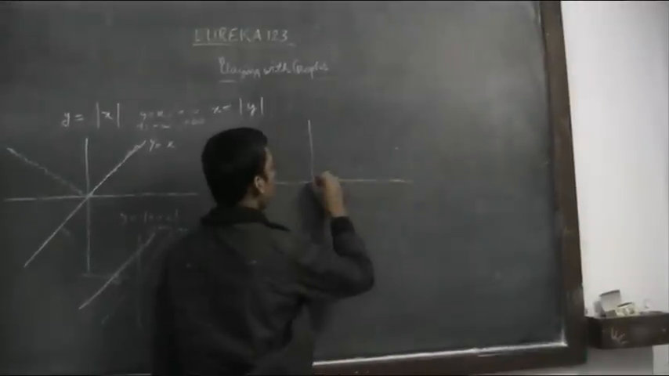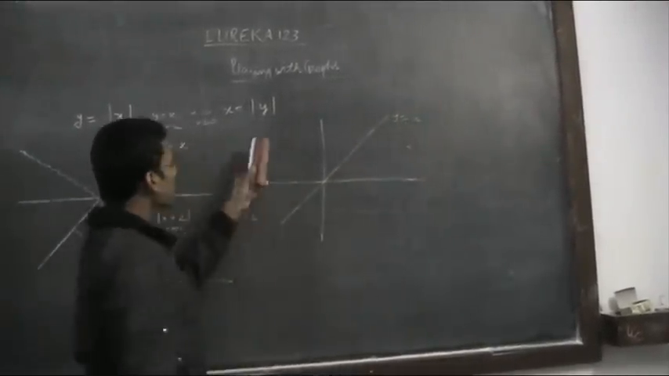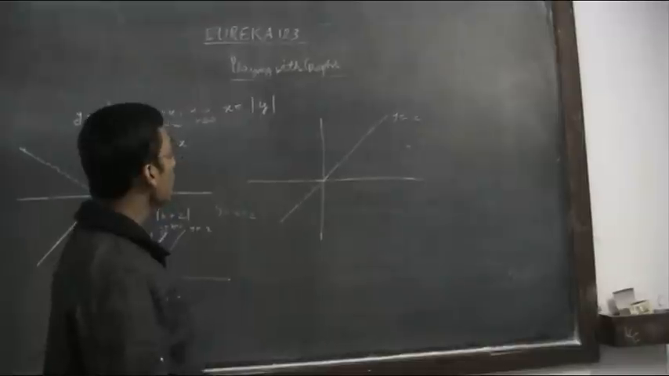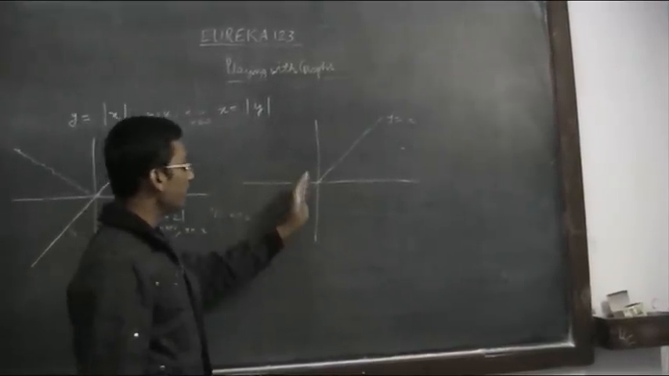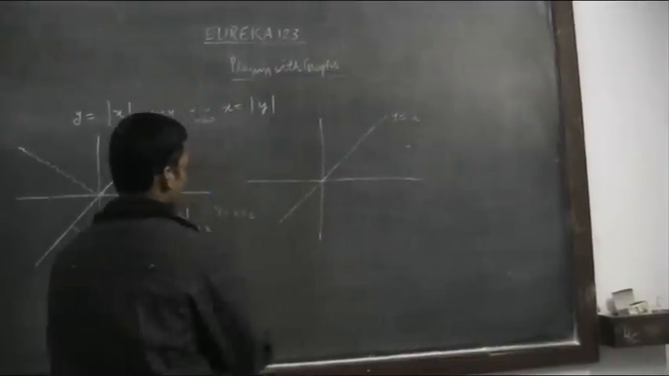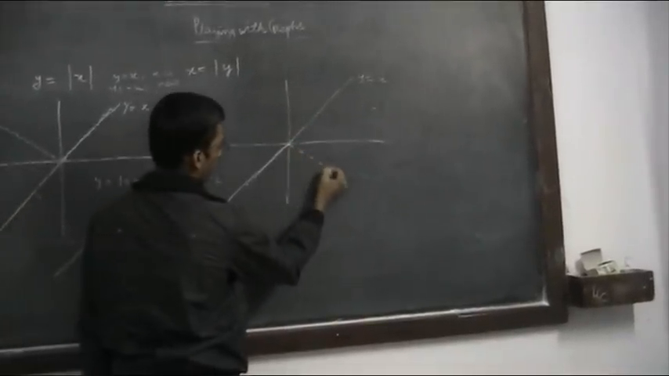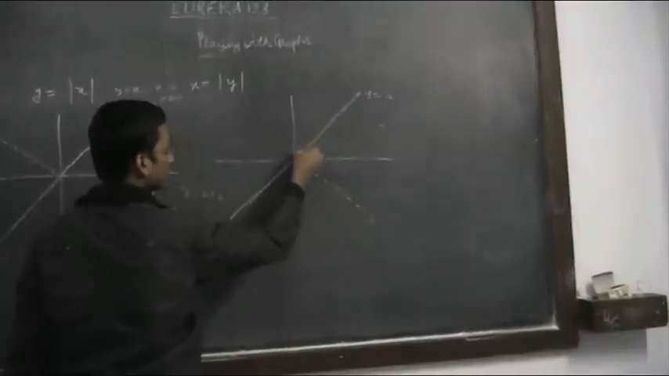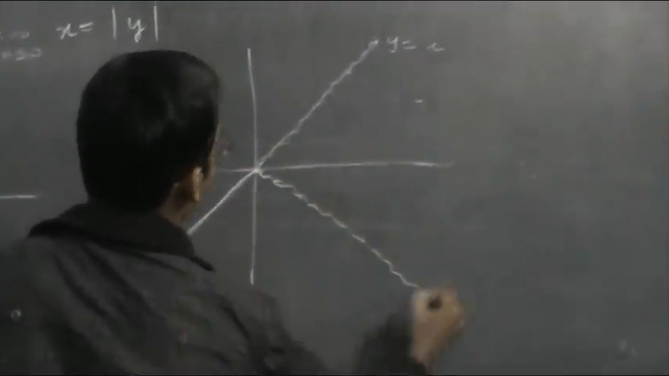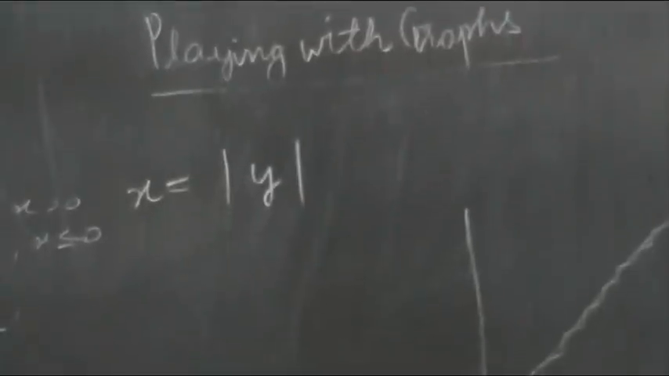x equals mod y. Again we start with y equals x. Now when we put a mod in y, whatever portion of the graph is towards the left, we take a reflection of that along the y-axis. So what will be the reflection of this along the y-axis? It will be this. So the graph of x equals mod y is this. So it's basically taking reflection along the axis.